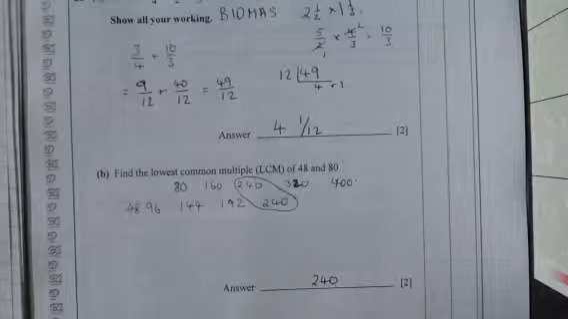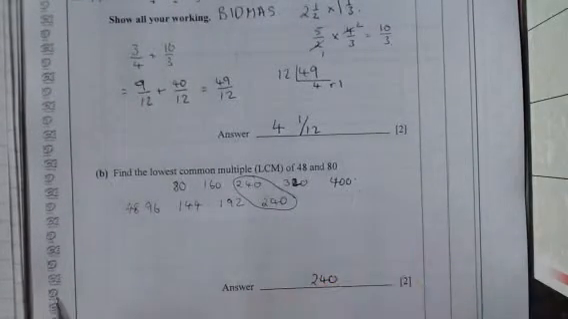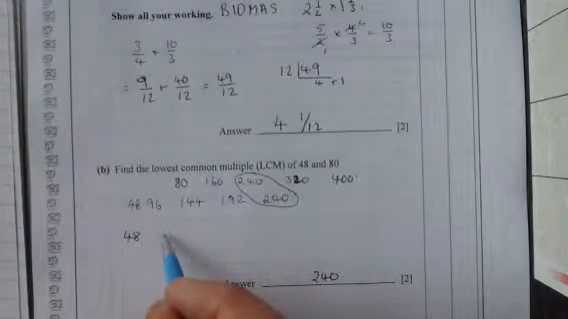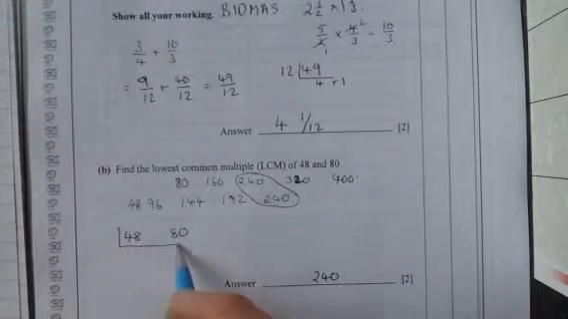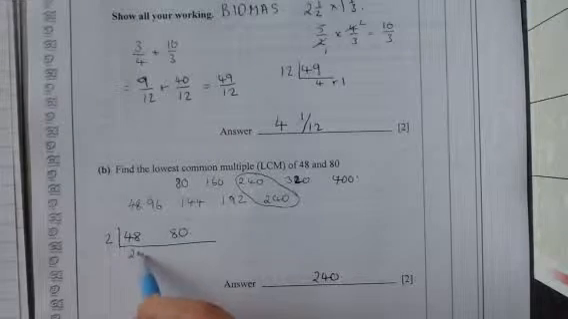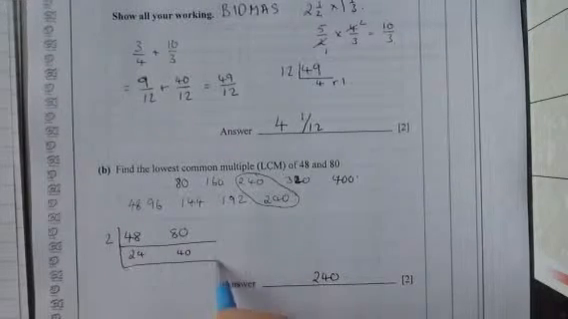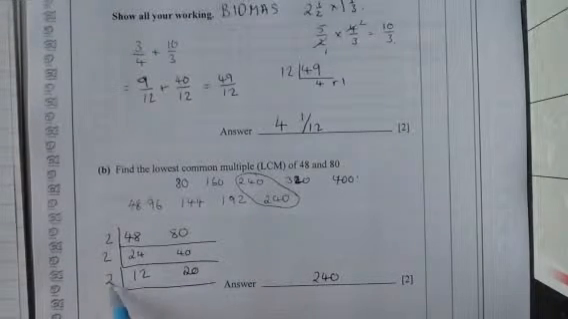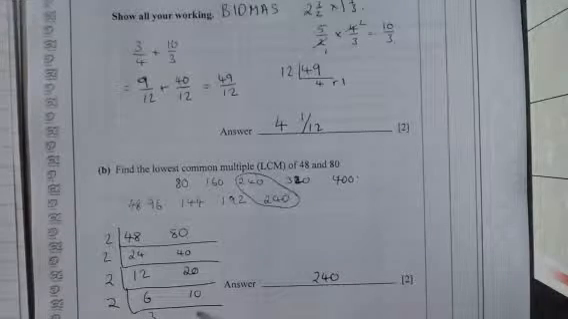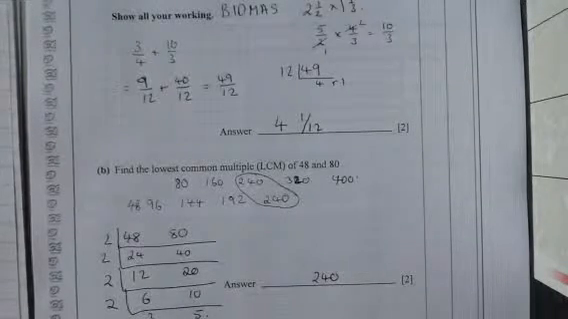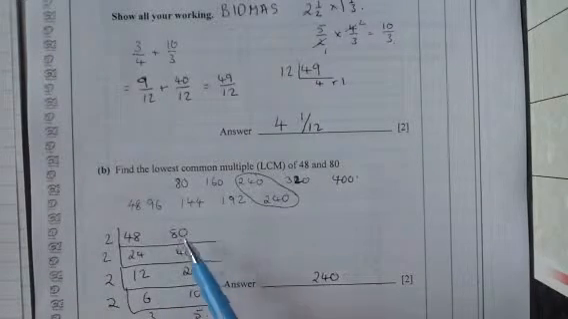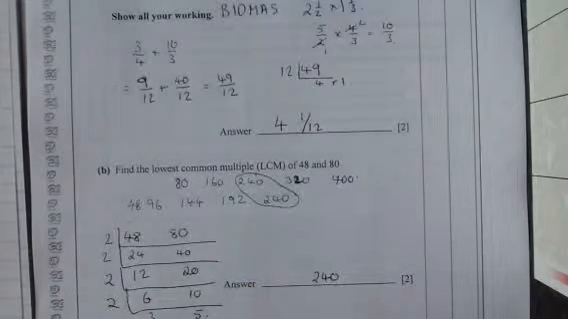Now of course the alternative method of doing it is to take each and break them down into prime factors. So somebody else could have gone 48 and 80. Both divide by 2, 24, 40. Both divide by 2, 12, 20. Both divide by 2, 6, 10. Both divide by 2, 3, 5. So we can see there that that's all the common factors. So then 3 times 80, or 5 times 48, gives you 240.